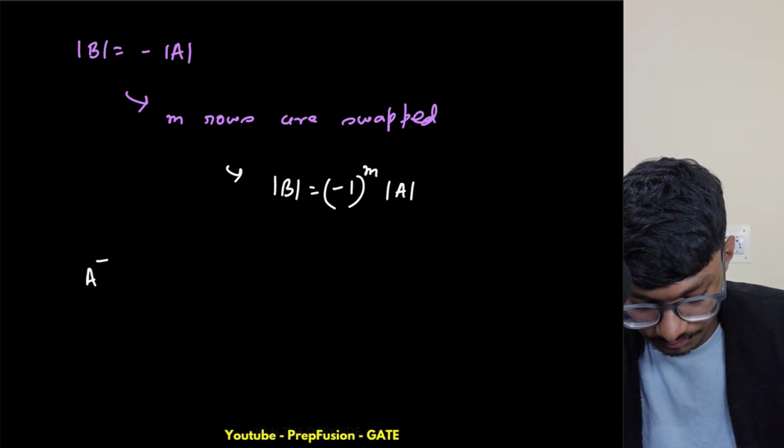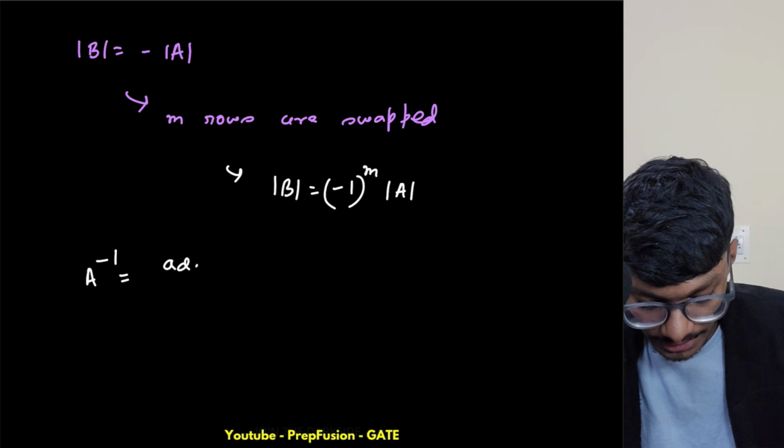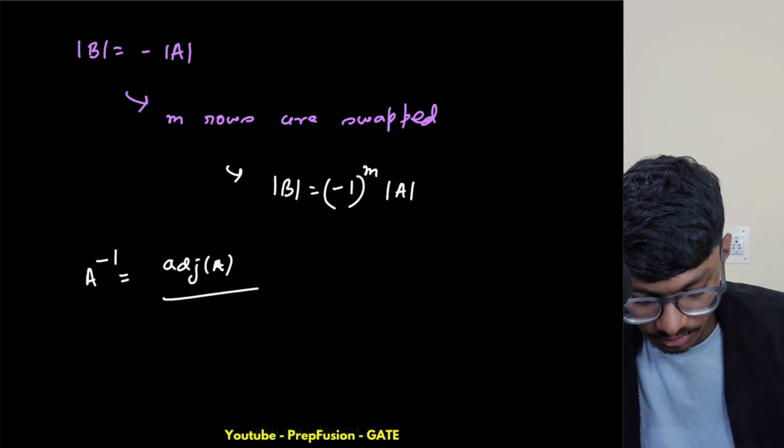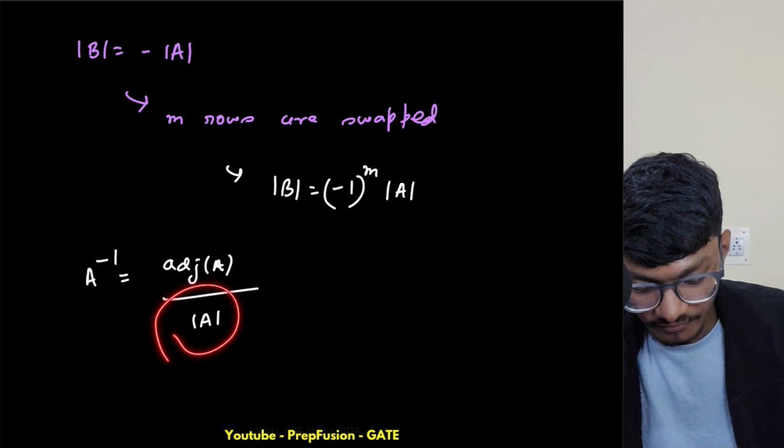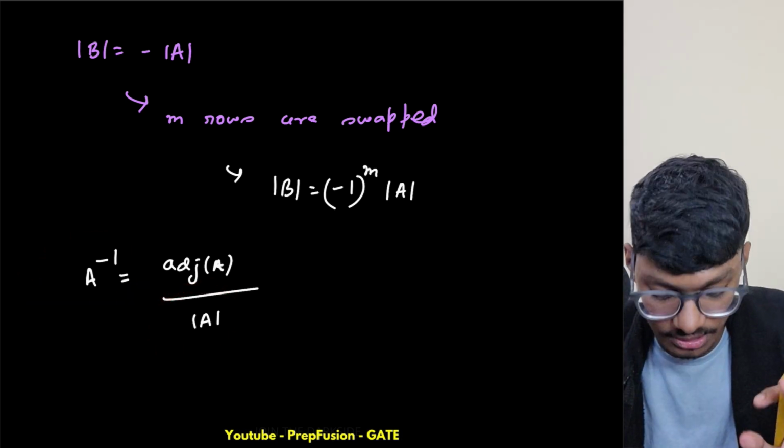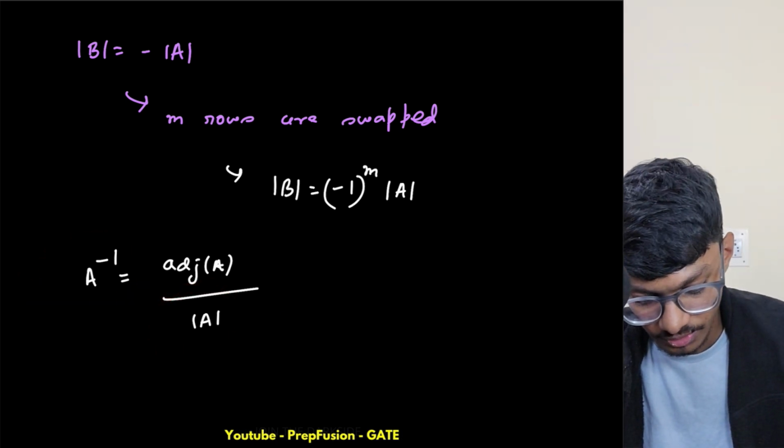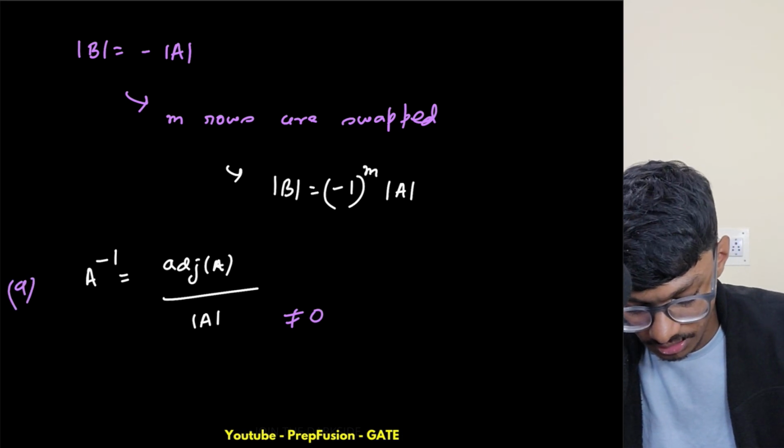Inverse of A is simply adjoint of A by determinant of A. Now if this is equal to 0, then obviously inverse won't exist. That's why this has to be not equal to 0, okay, as according to option A.